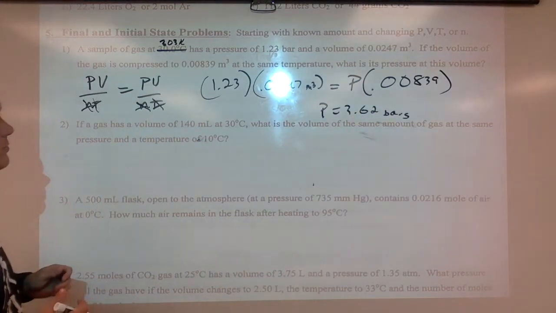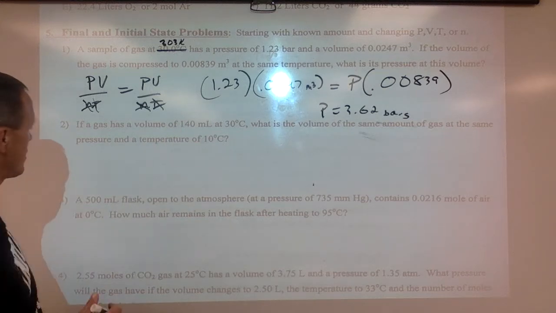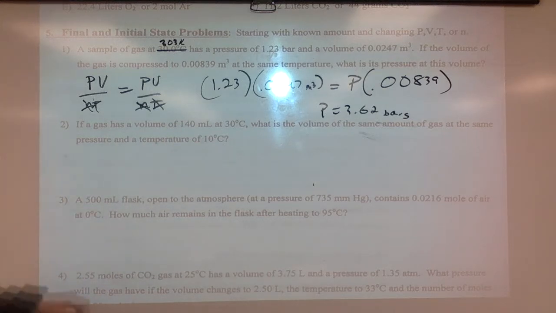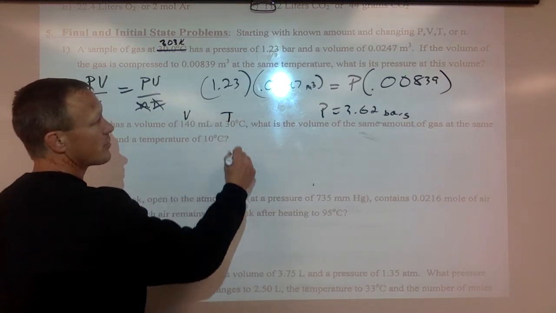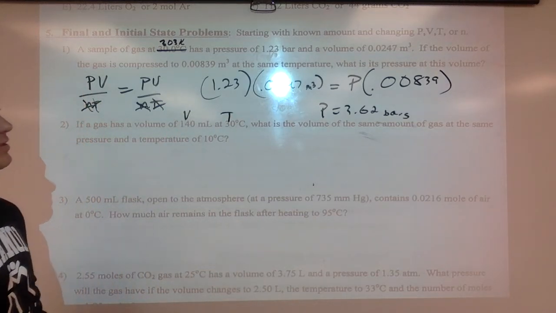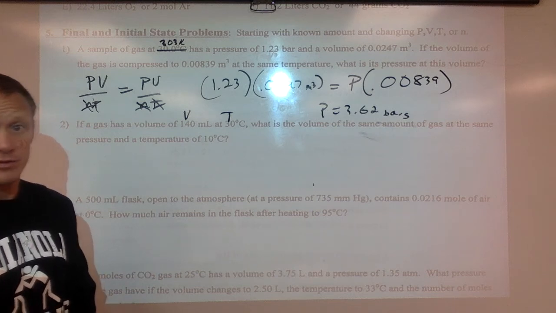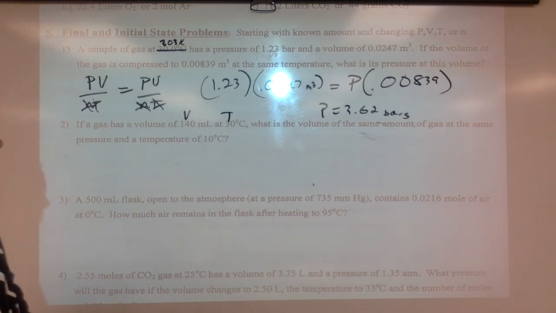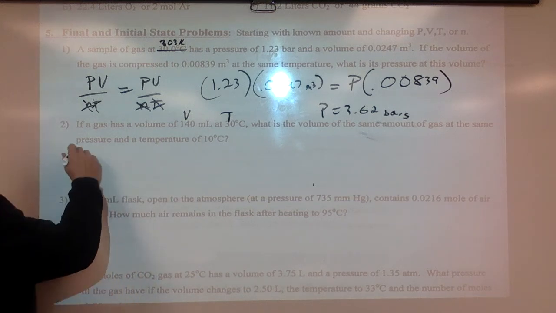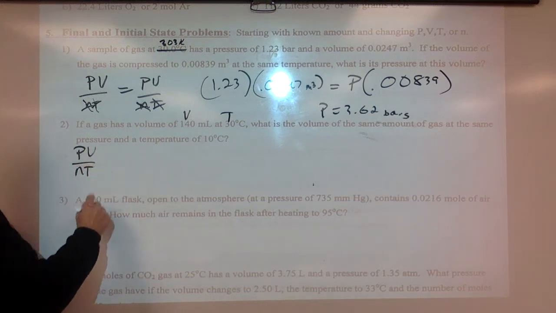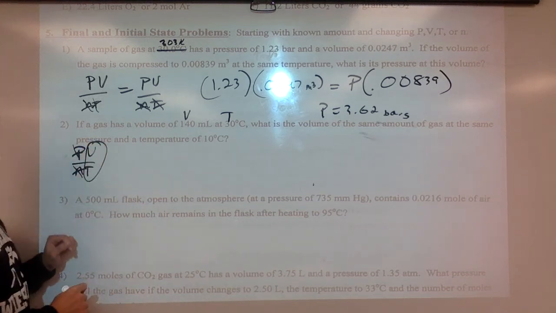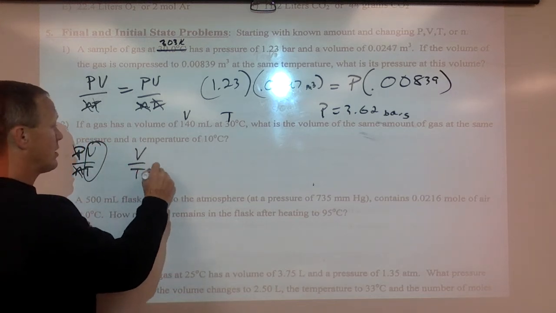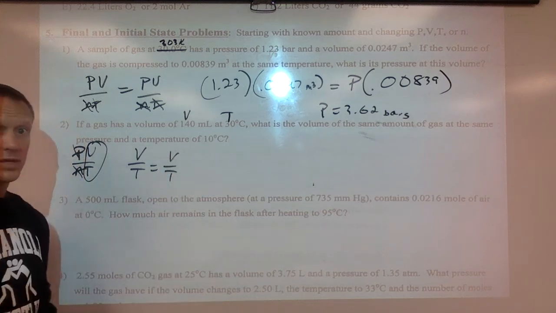Let's do one more. You've got a gas that has this volume at this temperature. What is the volume of the same amount of gas, so same moles, so we don't have to worry about moles, at the same pressure, so we don't have to worry about pressure, at a temperature of 10 degrees? So we don't have to worry about moles, we don't have to worry about pressure, so we can say our ratio is V over T equals V over T. We can do those two ratios.